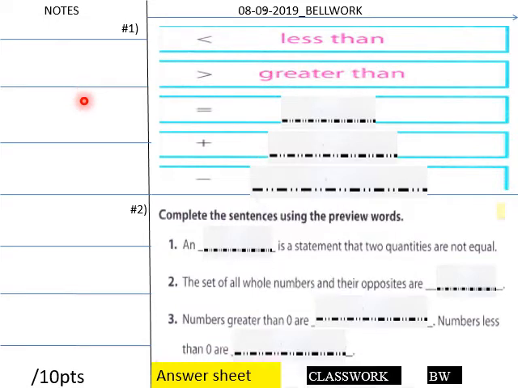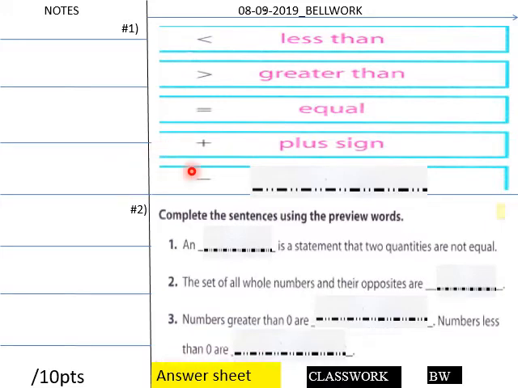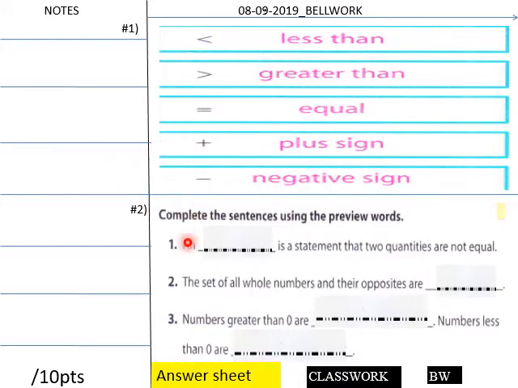Okay, starting on our solutions here. This is less than, greater than. Check your work, students. Or teachers, if you had your students hand across the aisle, go ahead and do it that way. Equal sign, plus sign, negative sign, and blank is a statement that two quantities are not equal. And inequality is what you should have put, students. The set of all whole numbers and their opposites are integers.